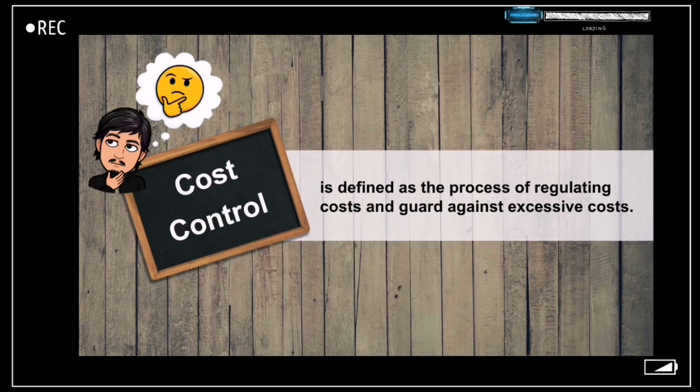So when we say cost control, it is defined as the process of regulating costs and guarding against excessive costs. So it is a process in which we focus on controlling the total cost through a competitive analysis. Meaning, what do we mean by competitive analysis? It means identifying your competitors and evaluating their strategies so that we can determine their strengths and weaknesses relative to our product and services.